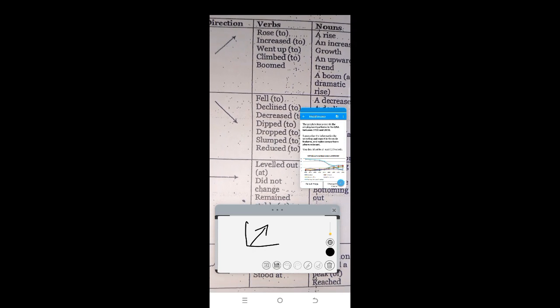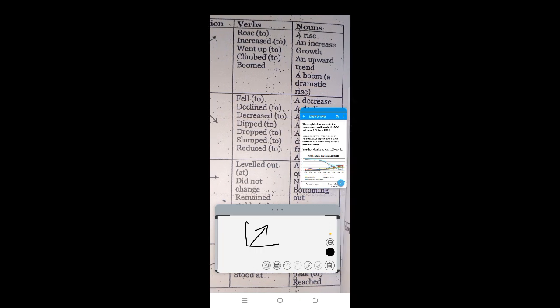Pay attention please. For example, this is a graph. If you see an upward trend, if the value is increasing, what are the verbs that you can use? Rose to, increased to, went up, climbed or boomed. You need to use them one by one. You cannot use one word again and again. This is a big hurdle to your vocabulary range. So you can simply use rose, increased, went up, climbed, boomed.